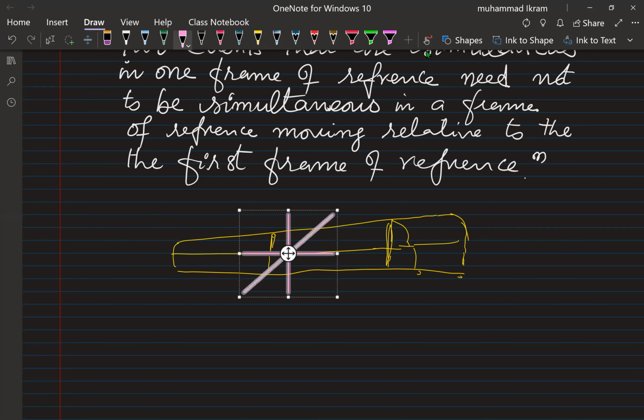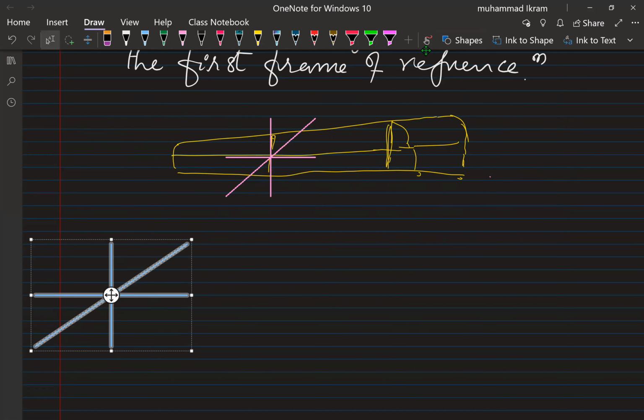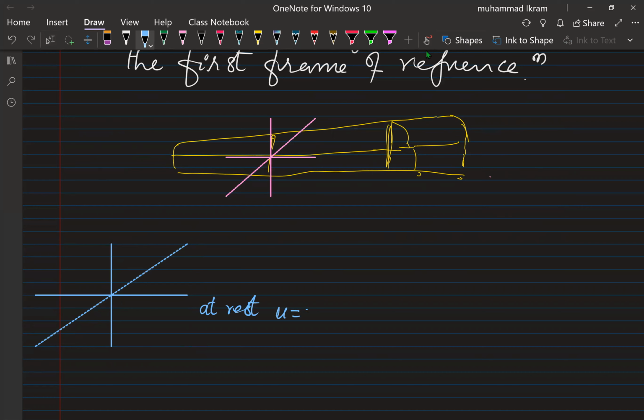Okay, here we have one frame of reference, and there is an event being carried out here. Let one be this frame of reference. Here, this frame of reference is at rest, right? Let us suppose its velocity is 0. Here, this frame of reference is moving and it has some velocity v, right?